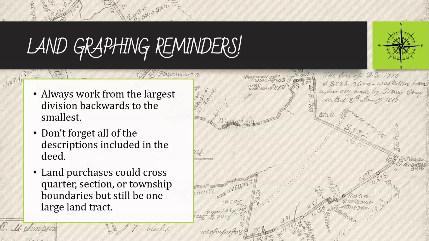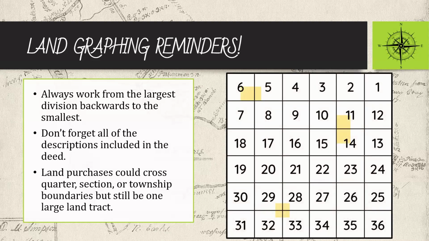Reminder too, that land purchases can cross the quarter section or township boundaries, but still be one large land tract. So in our case, we saw that the square of land was divided in half because of the nature of that division. But you could see things like this, where you have land crossing sections, right? So if you have land in sections 5 and section 6, then you might say, oh, well, of course that's right next to each other.